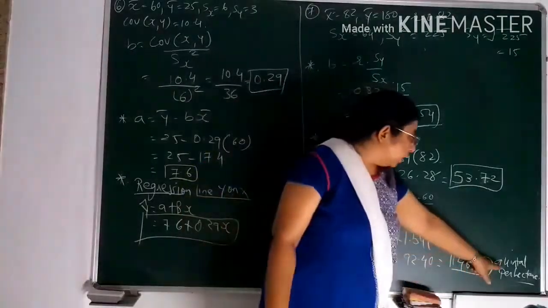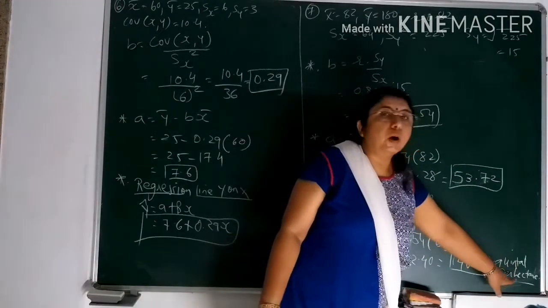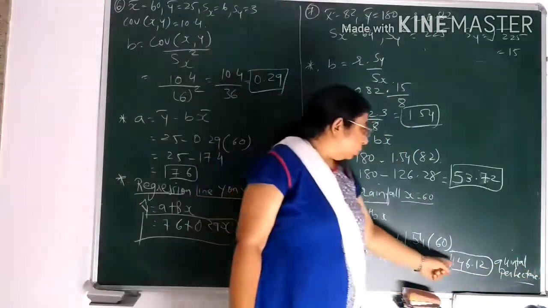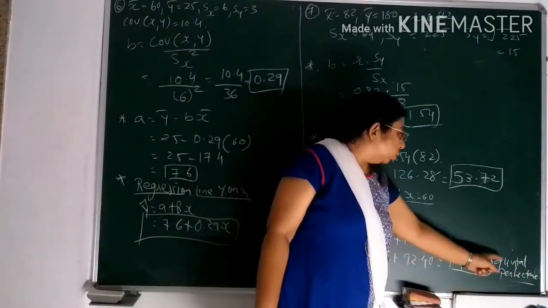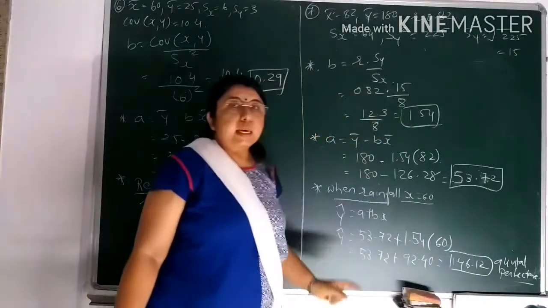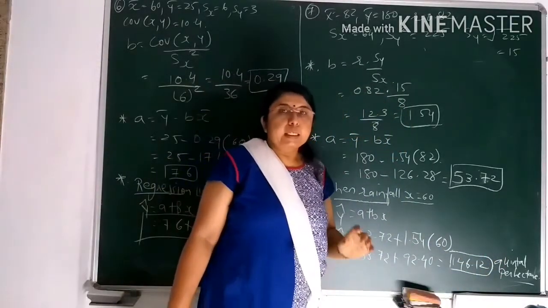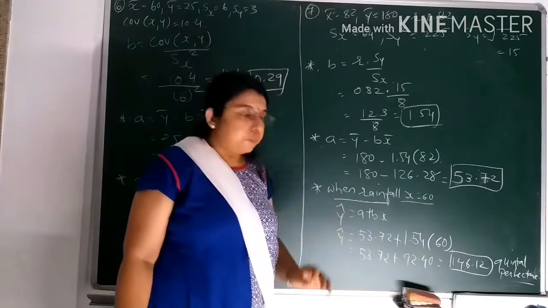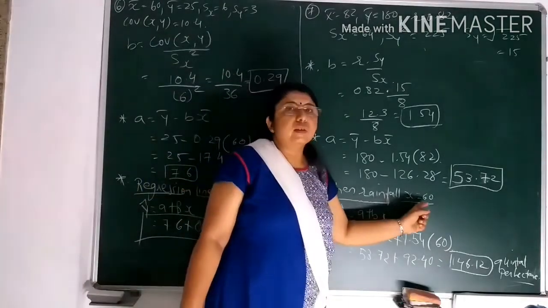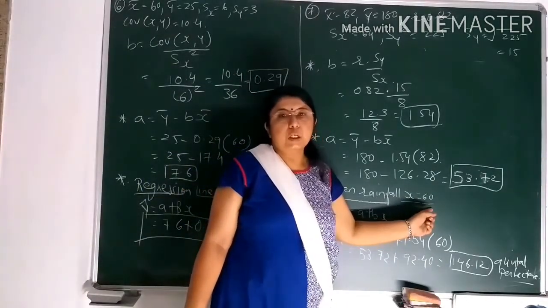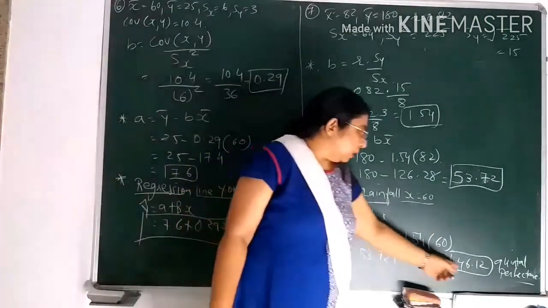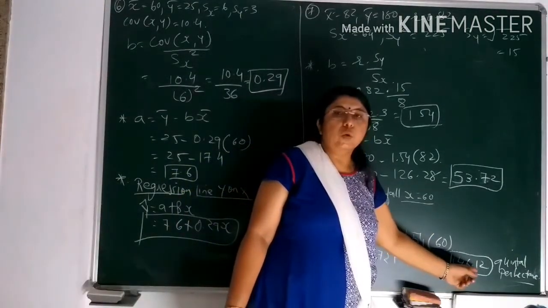The answer is the yield per hectare that we have found out. So don't forget to place the unit over here, that is quintal per hectare. So the final answer would come to 146.12 quintal per hectare. That is the estimated value of Y, the yield per hectare of maize, when the rainfall is 60 centimeters, that has been given to you. So don't forget to write the last concluding line.